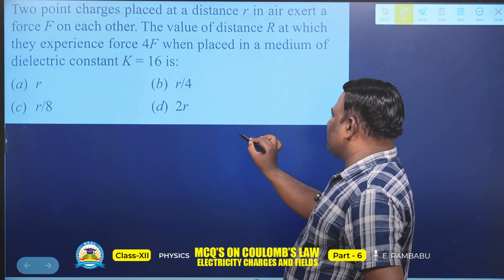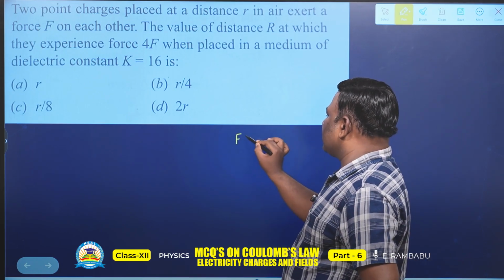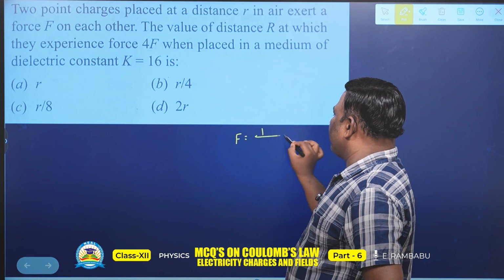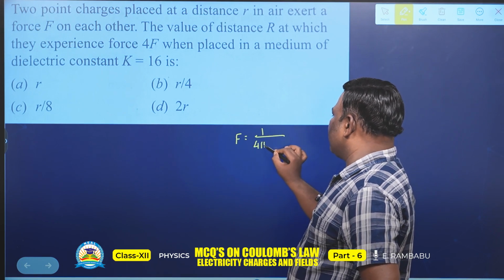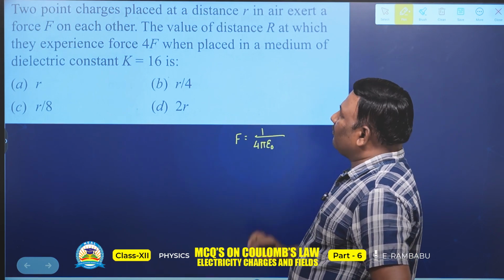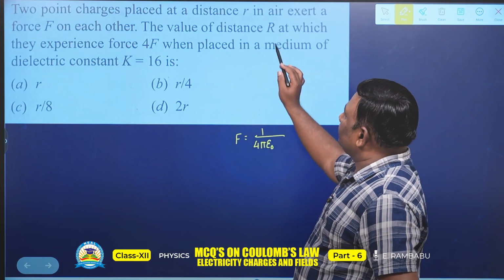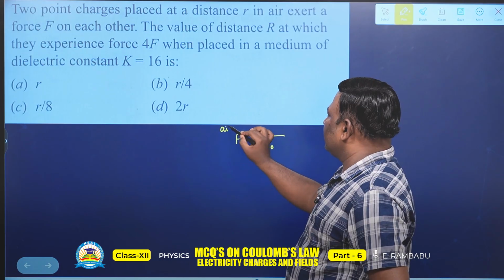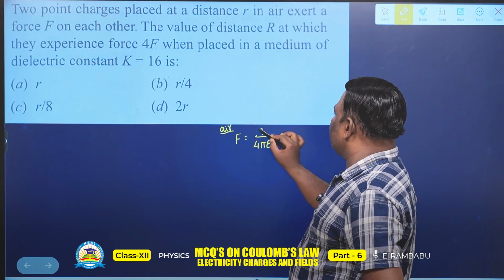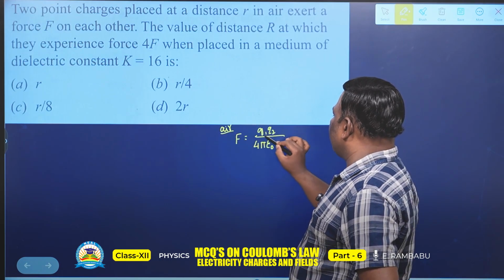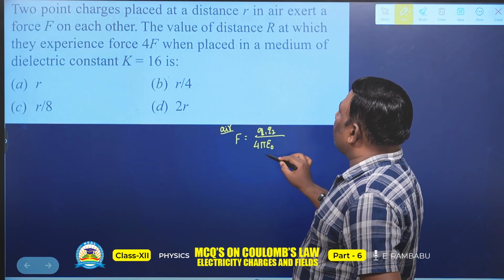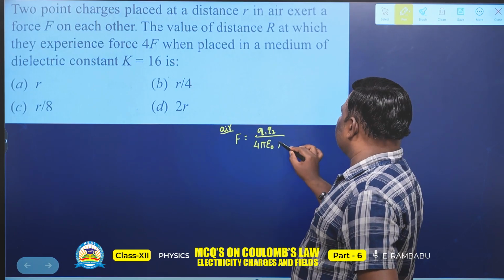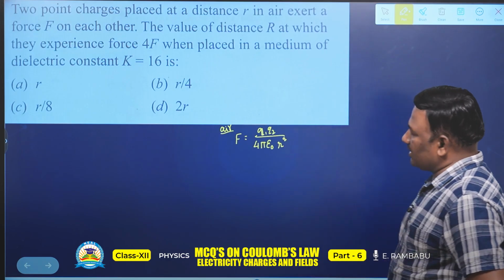Simple. First situation, force given, that is equal to 1 by... here the K value is given. That's why I am going to write it like this. First, the object is kept in the air. In the air, the force is equal to q1 into q2 divided by 4 pi epsilon naught into the distance, which is given as small r, so r square.